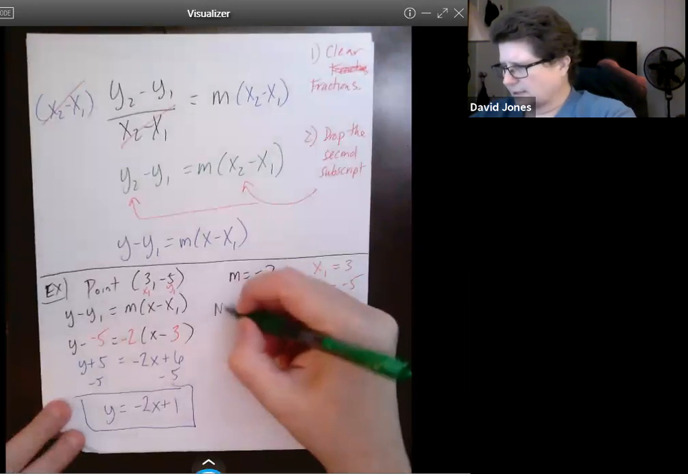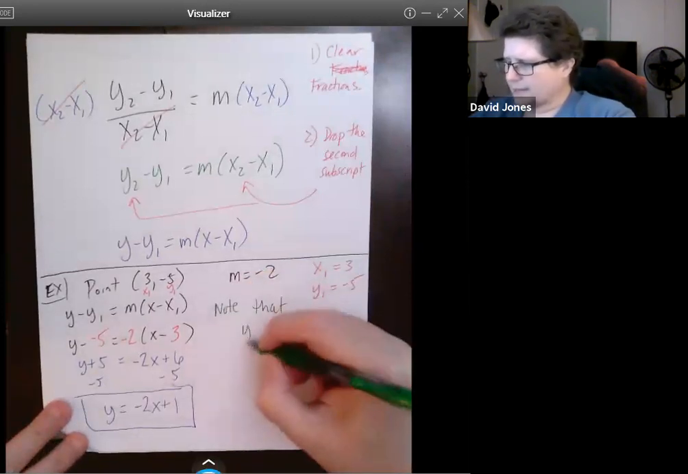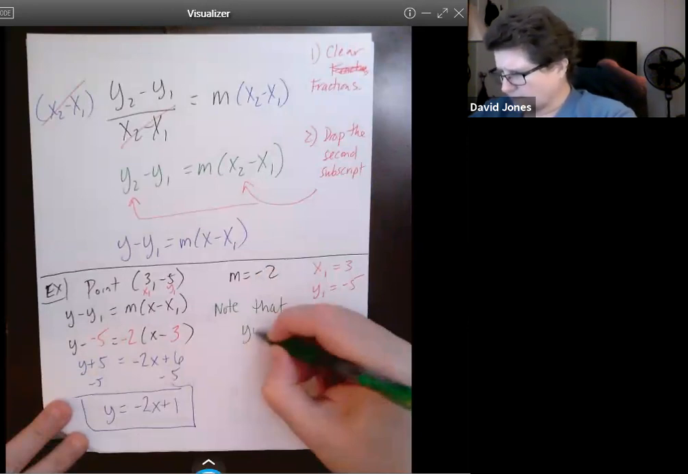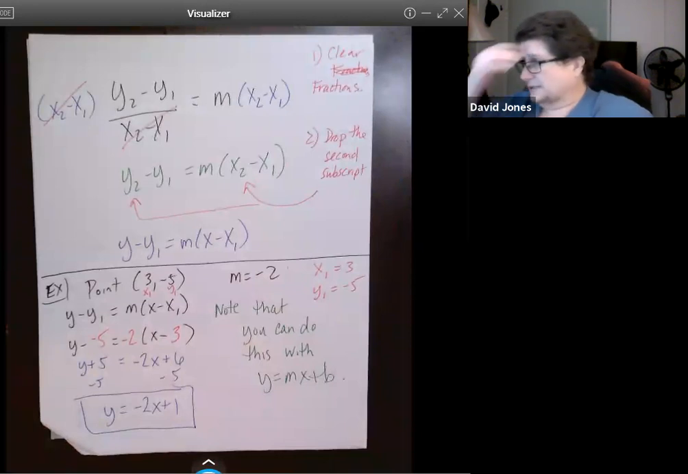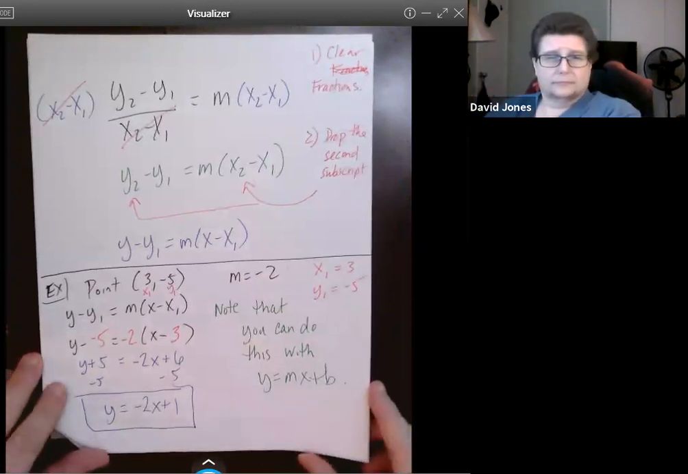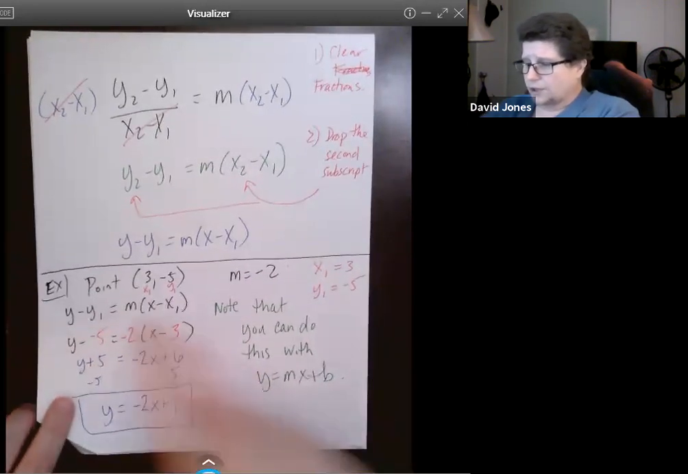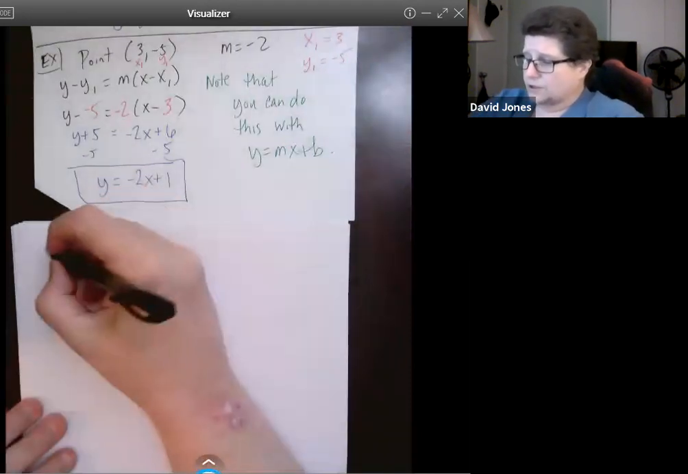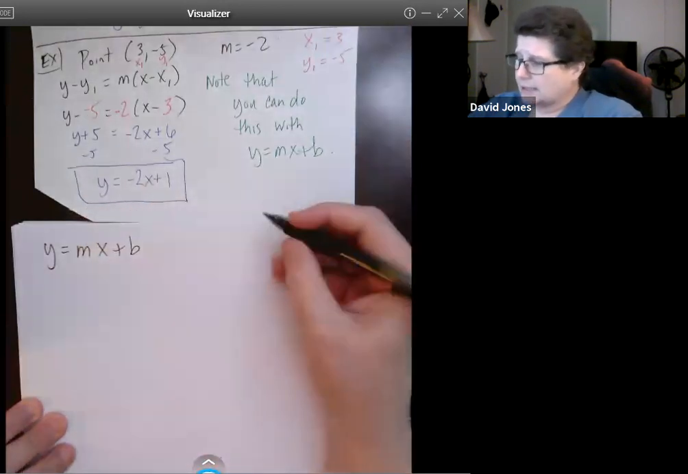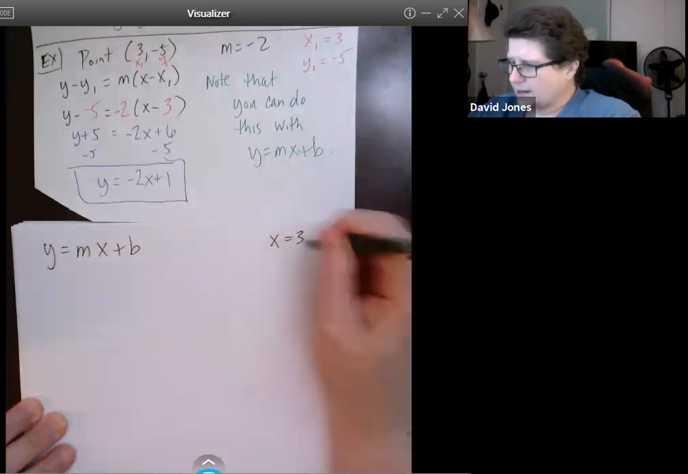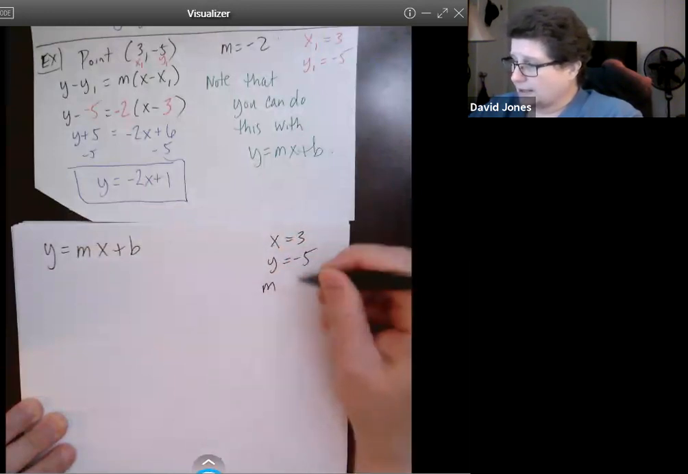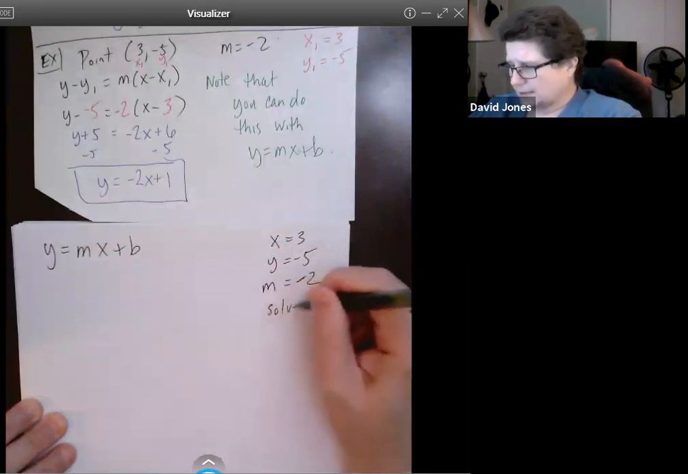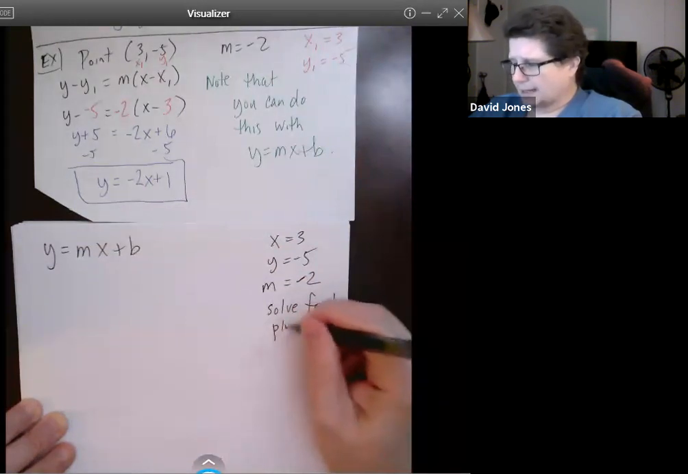Note that you can do this with y equals mx plus b also, as I'll show you on the next page. So we're going to use that same point, same m. So y equals mx plus b. And now x is 3, y is -5, m is -2, and we'll solve for b. And then plug b back in.